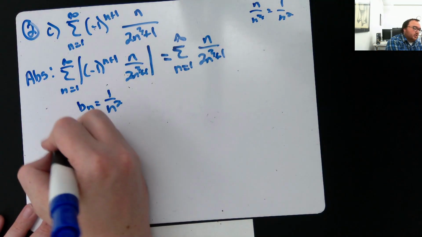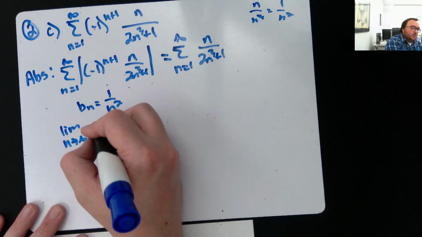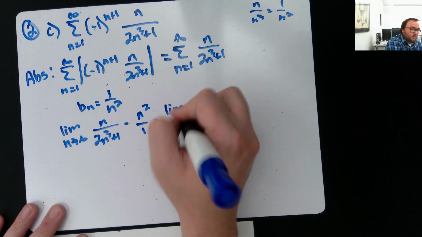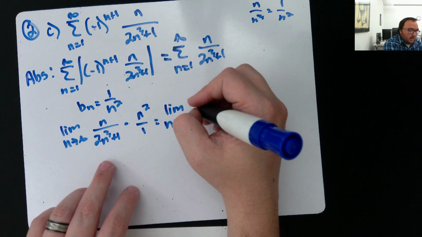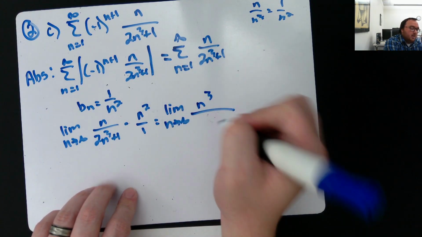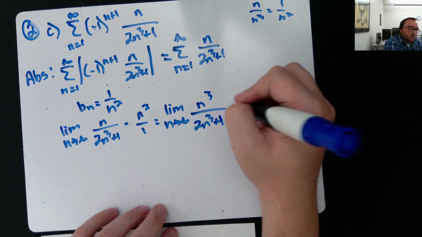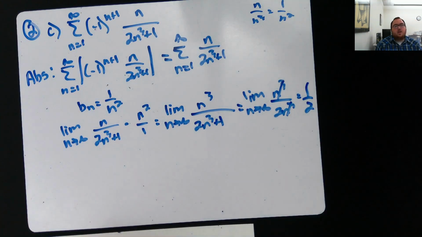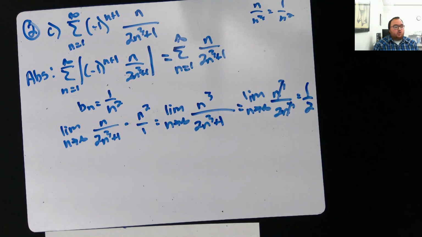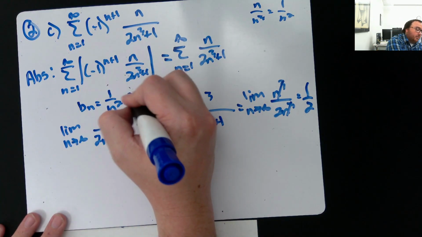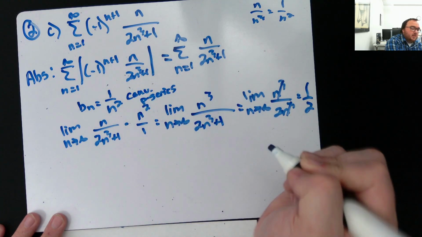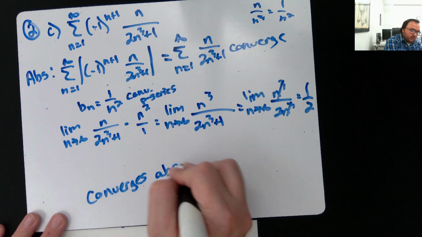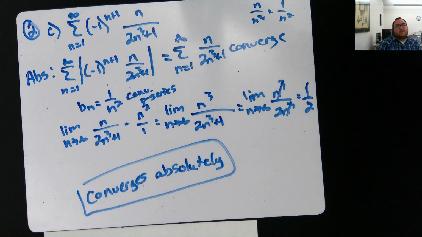So let's do the limit as n goes to infinity of an, which is n over 2n cubed plus 1, times, flip the bn. That's going to be the limit as n goes to infinity. n times n squared is n cubed, and then this is just 2n cubed plus 1. The largest term on top is n to the third. The largest term on the bottom is 2n to the third. They cancel out to give us 1/2. So since I got a value there, bn is going to do the same as an. bn converges because it is a p series with p equal to 2. So this is also going to converge. So this converges absolutely. If any of that does not make sense, let me know.